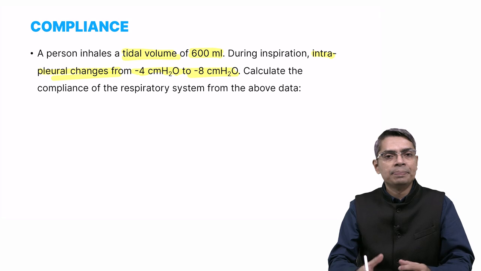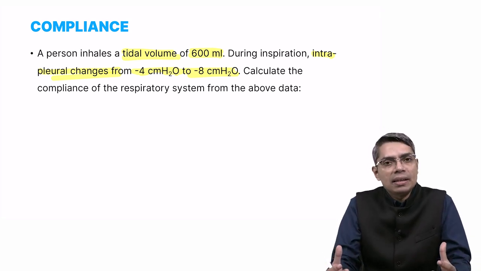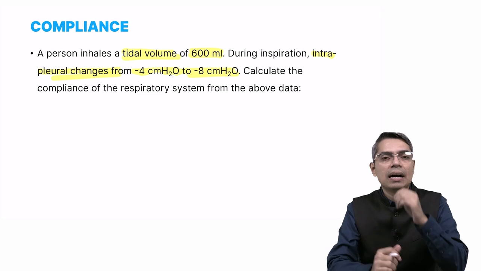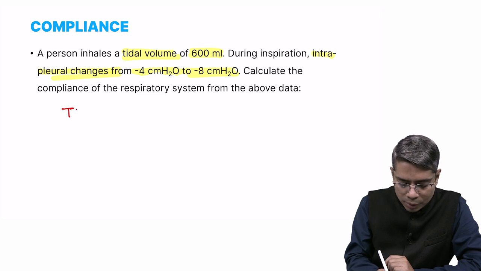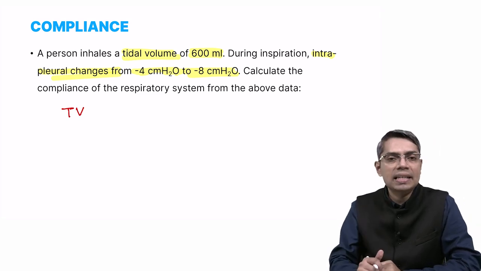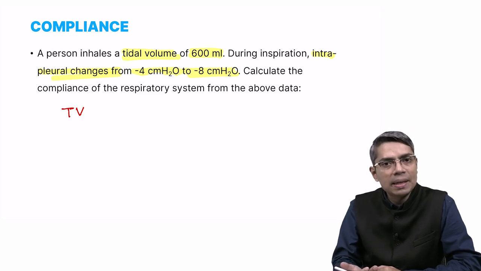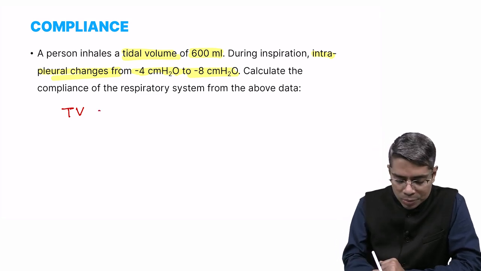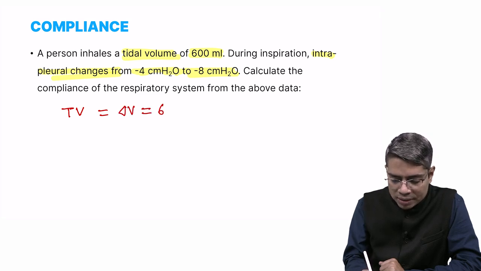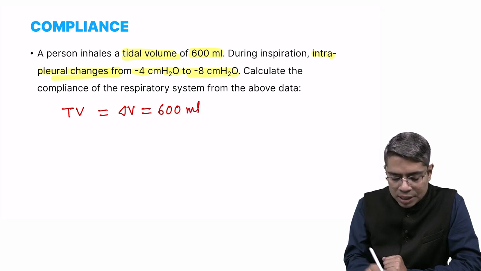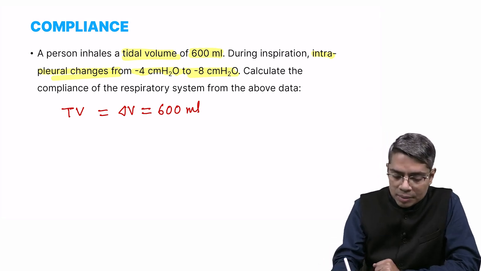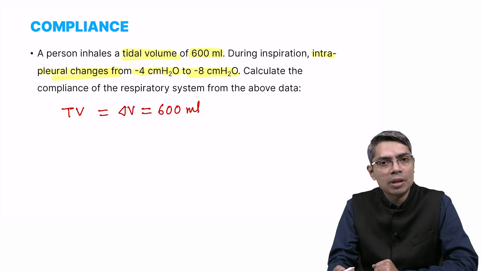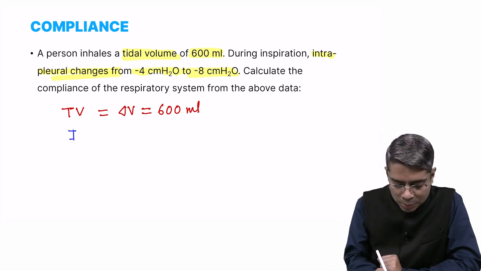So in these cases, whatever expansion is happening inside the lung, that much amount of air the lung is taking from the atmosphere. That means this tidal volume, the volume which the person is taking inside his lungs, is due to the expansion of the lung only. So this tidal volume is nothing but the volume change of the lung, and how much is that? That is 600 ml. Now this volume change, or the tidal volume the person is taking, is because of the change in pressure inside the intrapleural region.